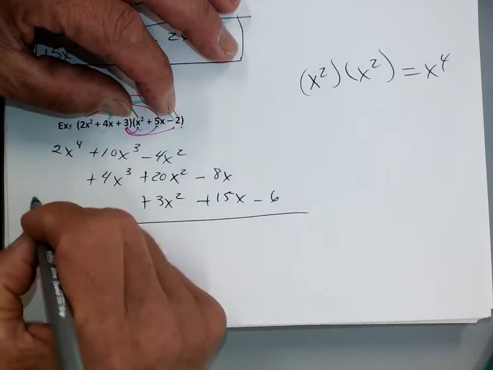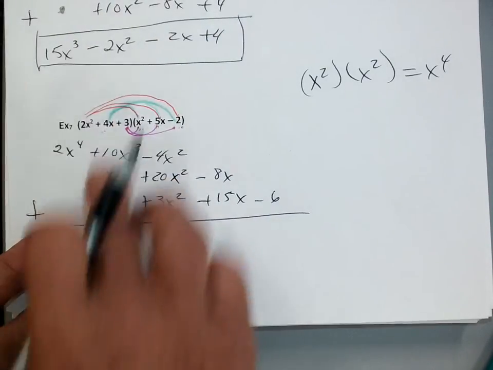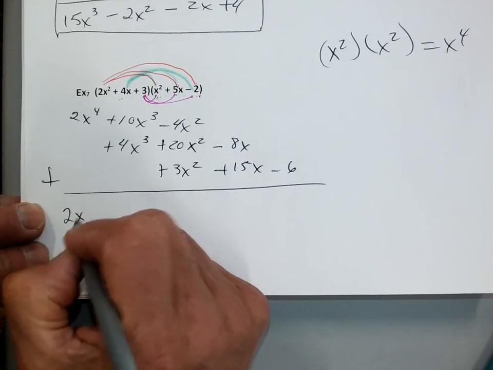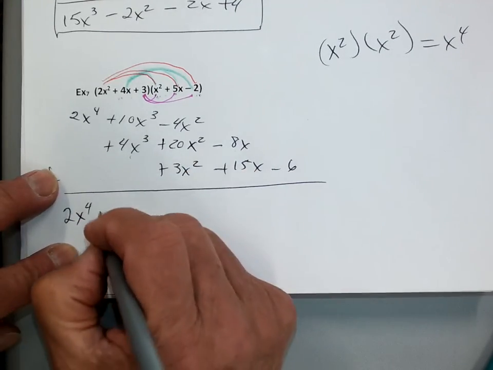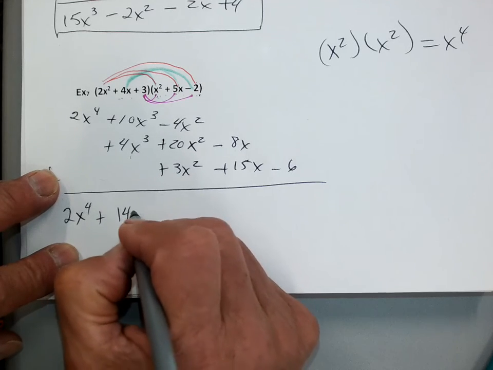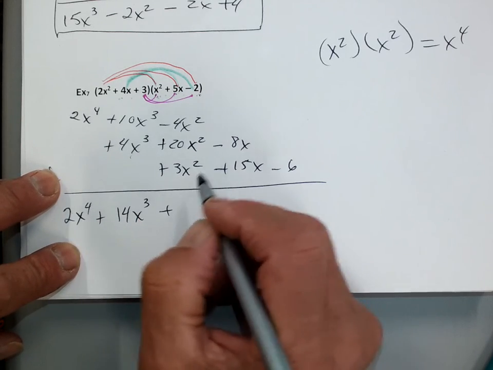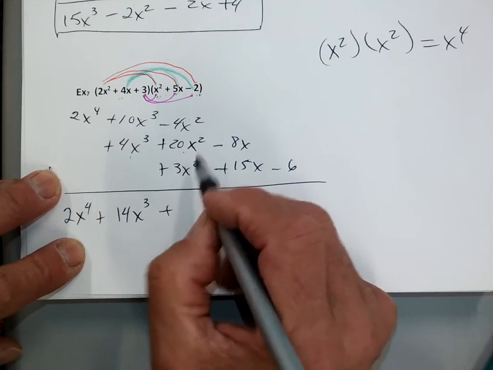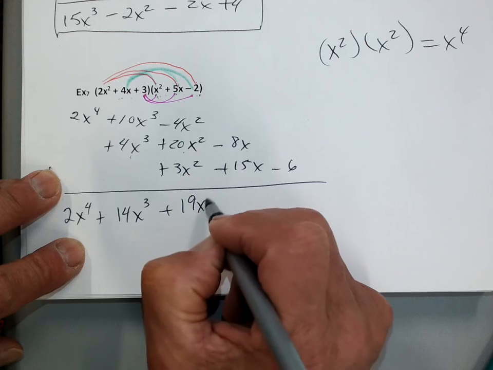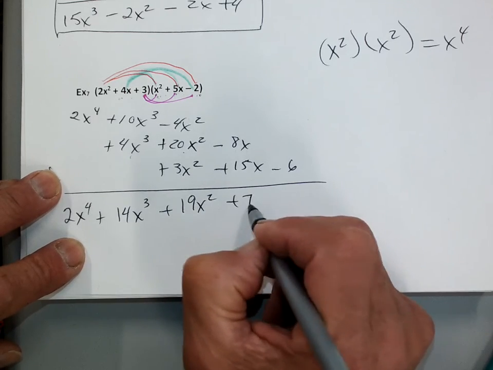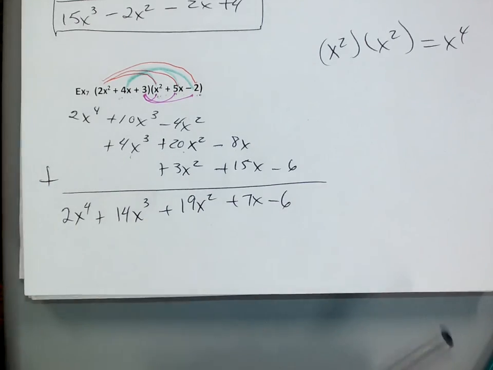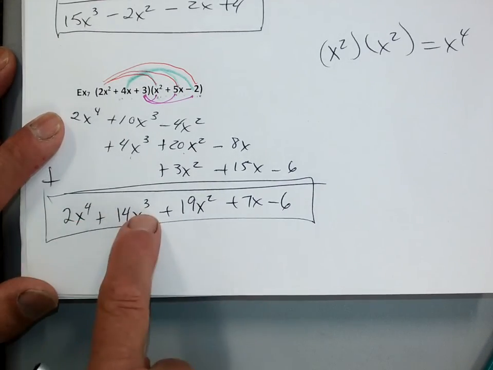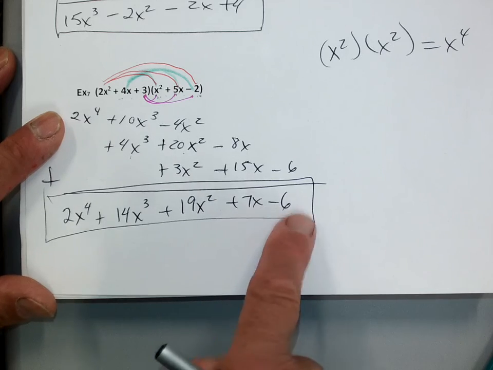Okay, now, the reason I like to line them up is because the addition's easy. So I'll have a 2x to the fourth plus a 14x cubed. Oh, let's see. That's going to be 16, right? 17, 18, 19x squared. And plus a 7x minus 6. And that, believe it or not, is the answer. That big ugly thing is the answer. You cannot combine terms because they're all different.